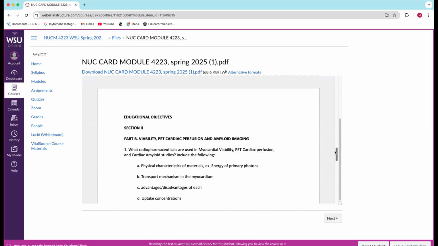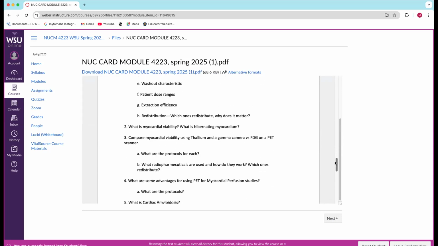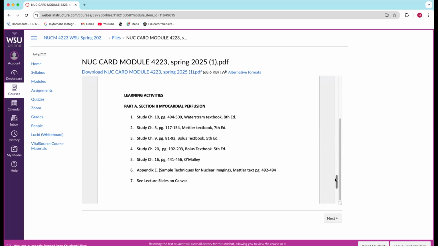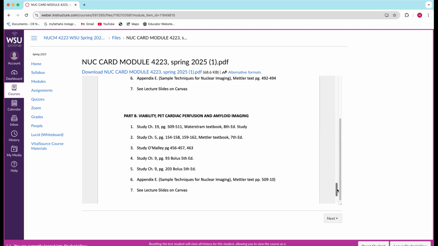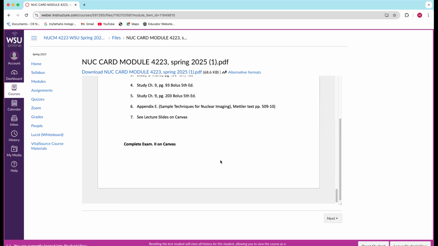And basically what I've put on this course is the stuff that's required for your ARRT exam. There are other cardiology procedures, but I'm just focusing on the things that are going to help you get past your test. So same thing. Here's the section listed, the questions that you're going to need to answer. And then, of course, after those 2 sections, it lists the learning activities. So for myocardial perfusion, it gives you all of the places I want to point you to learn the information. And then same thing with PET and amyloid and viability. Okay, and then you'll be ready to take exam number 2 on campus.